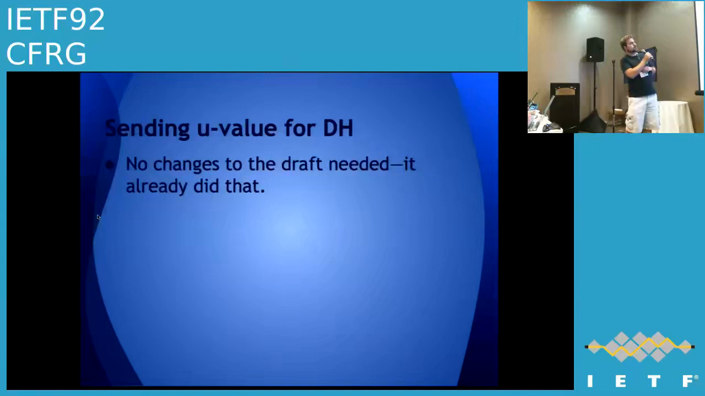So the working group decided that the wire format for Diffie-Hellman would be sending the U value, which the draft already had, so no changes there. Next slide.